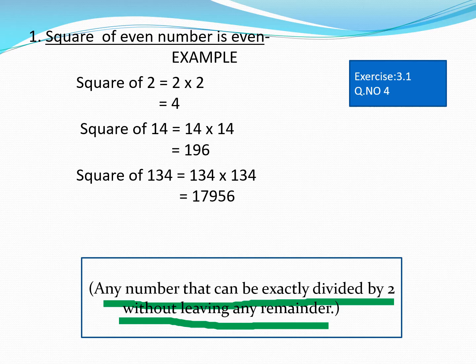Here you can see if you are asked to find out the square of 2, 2 is an even number. So when you are asked to find out the square of 2, the answer that you get is 4. 4 is also an even number. Suppose you are asked to find out the square of 14, as 14 is an even number, the answer you get is 196, that is also an even number. Again take the square of 134, the answer you are getting is 17,956, which is also an even number. So whenever you multiply the same even number twice, the answer that you get will also be an even number.